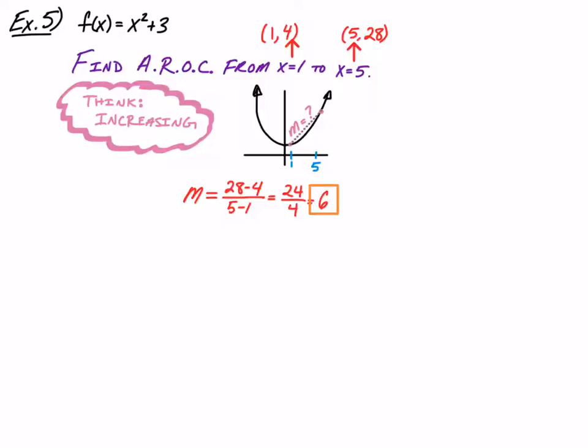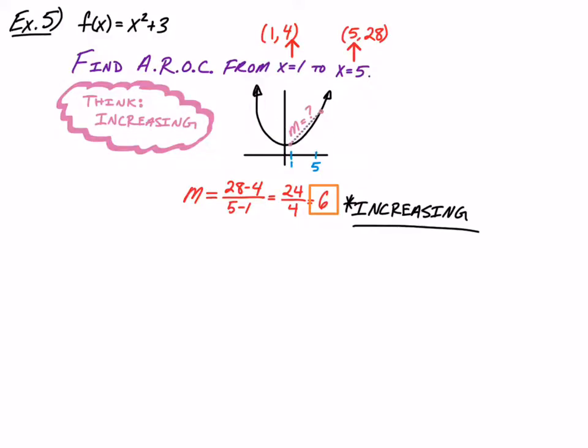So again, the fact that this is positive means that the function was increasing on this interval from x equals 1 to x equals 5. It was increasing. We had a positive value for the average rate of change. So that's an increasing function on that interval alone. Would it be decreasing on a different interval? Yeah, looks like it could be. But for this one, it was increasing.